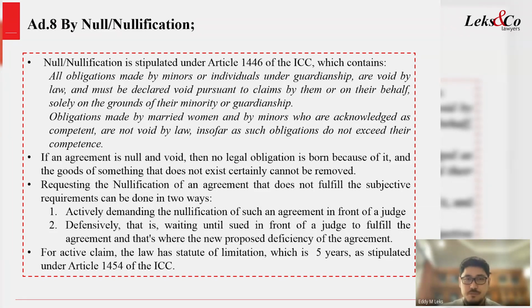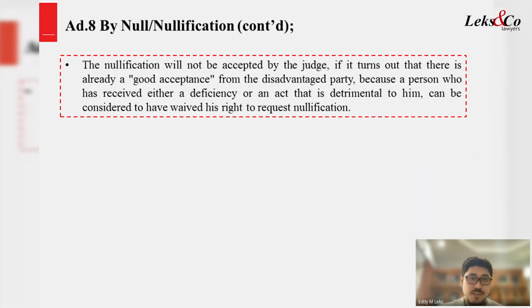So this statute of limitation is 5 years. When you want to claim, you go ahead within these 5 years. If you are not claiming within these 5 years, you are considered as not seeing it as important. The nullification will not be accepted by the judge if it turns out that there is already an acceptance from the disadvantaged party, because a person who has received either a deficiency or an act that is detrimental to him can be considered to have waived his right.